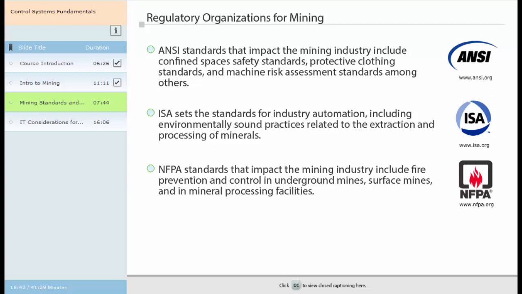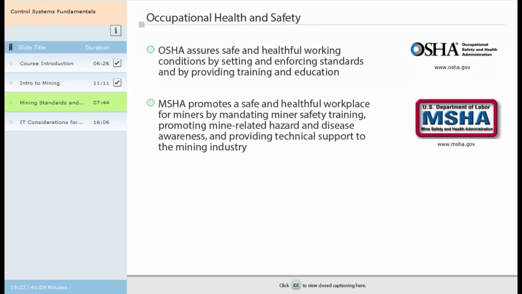The International Society of Automation, ISA, is a nonprofit global organization that sets the standards for industry automation, including environmentally sound practices related to the extraction and processing of minerals. National Fire Protection Association, or NFPA, is a national organization charged with preventing fire and other hazards from impacting the environmental quality of life. Mining-related NFPA standards include fire prevention and control in underground mines, surface mines, and in mineral processing facilities. Worker safety is a major focus in the mining industry.